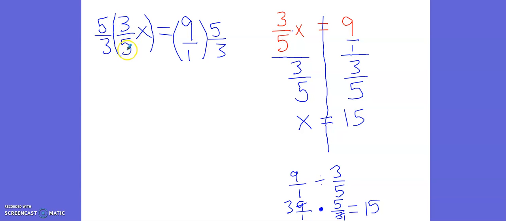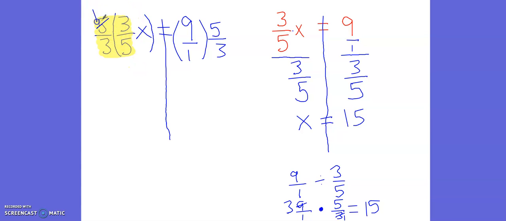This is 3/5. By multiplying 3/5 by its reciprocal, you're going to end up getting a product of 1. So the product of those two factors is 1. And if you multiply the left side of the equation by 5/3, what do we have to multiply the right side by? 5/3. Watch what happens. Here's why a fraction times its reciprocal is equal to 1.